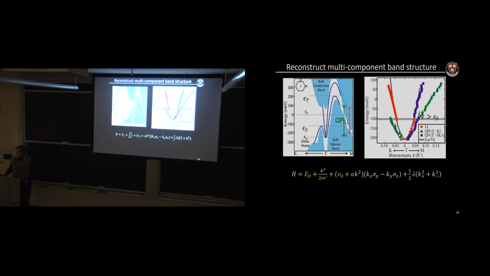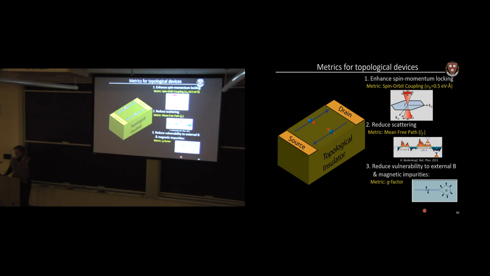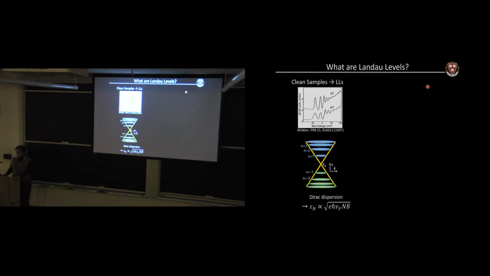So we can fit those wave vectors, invert, and get the original band structure. So here's the two spin split parabolas. And from that fit, we get all of the parameters in the Hamiltonian, and in particular, we get the spin-orbit coupling here. So back to our metrics, we now have a measure of the spin-orbit coupling in the material. And we can ask about our next metric, the mean free path.